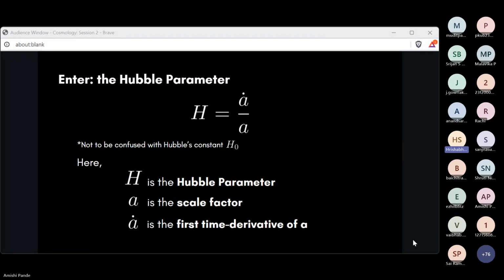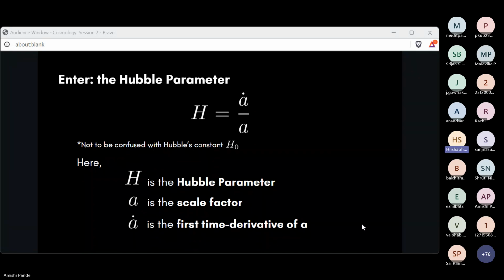I'm saying that if you find the inverse of H, or H naught, it will give you some answer with units of time. But you cannot say that the value of 1 by H naught you get is the age of the universe, because the expansion has not been uniform. The expansion has been accelerating, as we'll see in future.